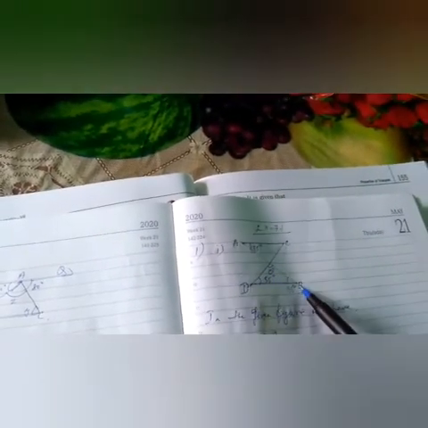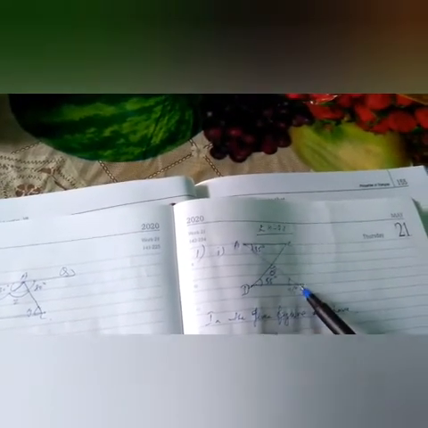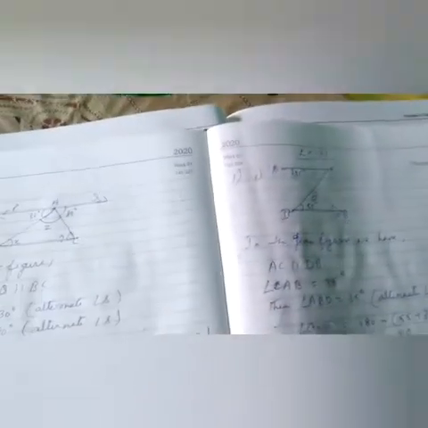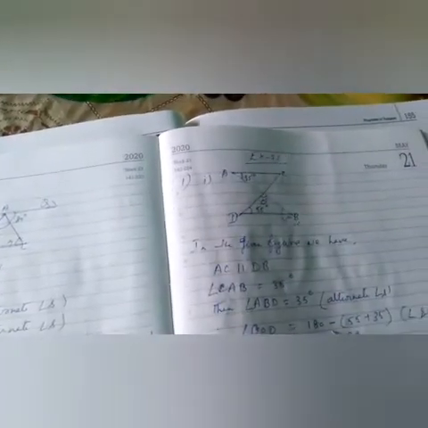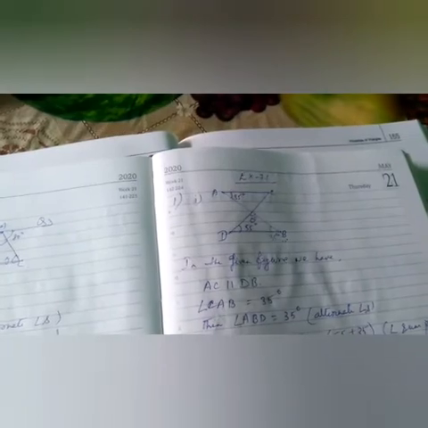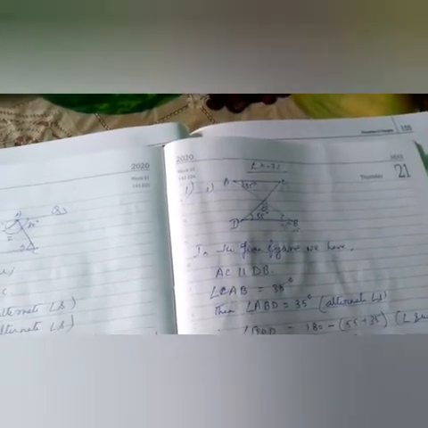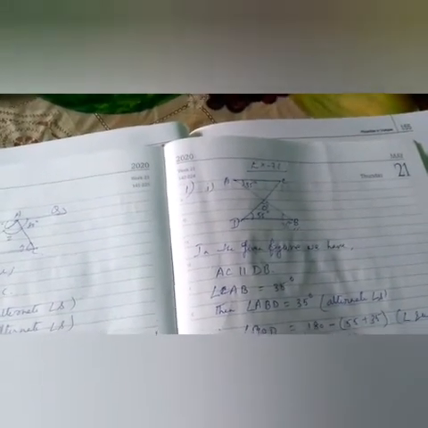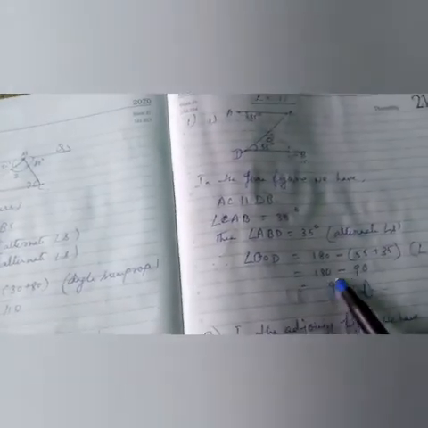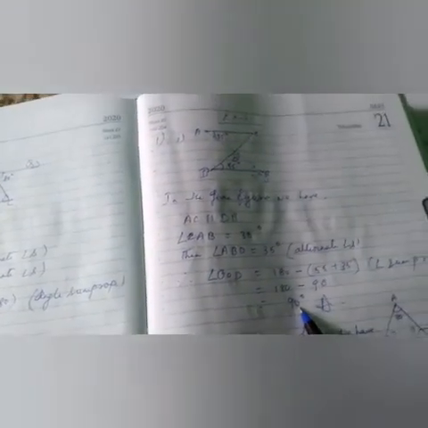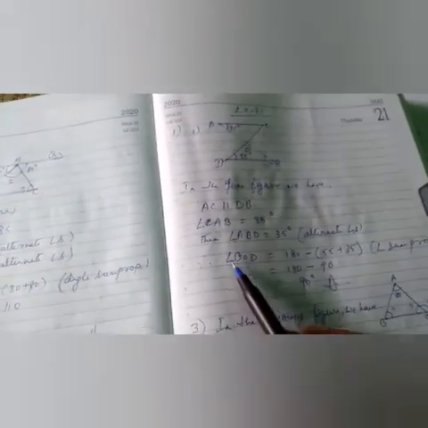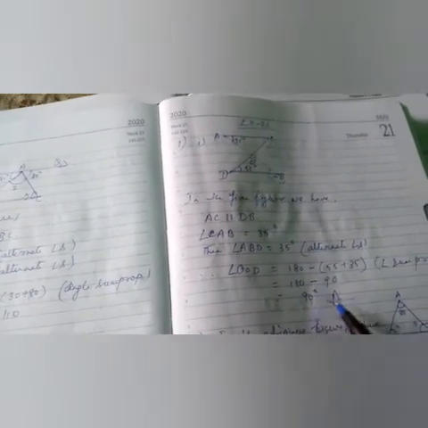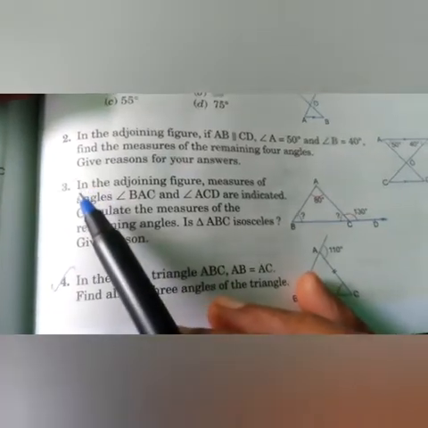How? By the angle sum property. That means angle BOD is equal to 180 minus (55 plus 35), by the angle sum property. In this way, 180 minus 90 is equal to 90 degrees. So the measure of angle BOD is 90 degrees. Now have a look at another question.